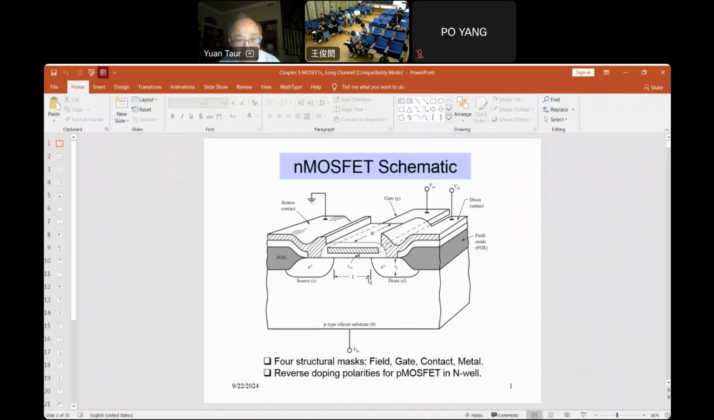Some parameters: the channel length is the distance between source and drain, and the oxide thickness. There's a junction depth xj, and there's also a W. W is called the channel width. So it's three-dimensional, but the third dimension, the width, usually is uniform in the z direction. So MOSFET is mainly a two-dimensional device, because the gate effect is in the vertical direction, but the current flows horizontally.